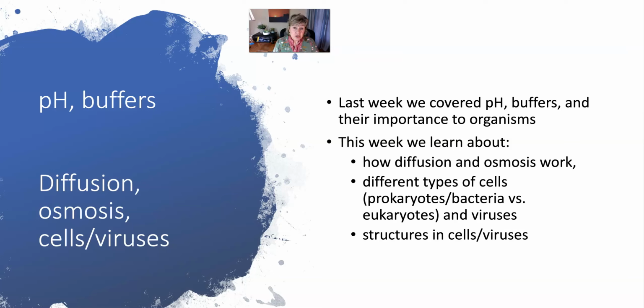You're going to learn about the structures in cells and viruses, and you're going to make them. You're going to make a bacterial cell. You're going to make a eukaryotic cell. You're going to make a virus, and then identify it by using the dichotomous keys that are supplied in the lab instructions. What is a dichotomous key?